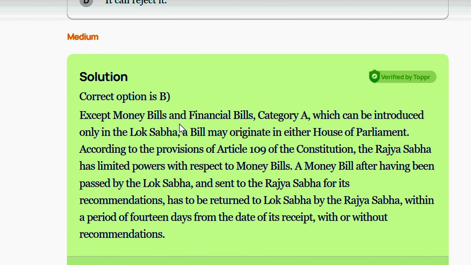Except money bills and financial bills, category A, which can be introduced only in the Lok Sabha, a bill may originate in either House of Parliament according to the provisions of Article 109 of the Constitution. The Rajya Sabha has limited powers with respect to money bills. A money bill, after having been passed by the Lok Sabha and sent to the Rajya Sabha for its recommendation, has to be returned to the Lok Sabha by the Rajya Sabha within a period of 14 days from the date of its receipt, with or without recommendation.